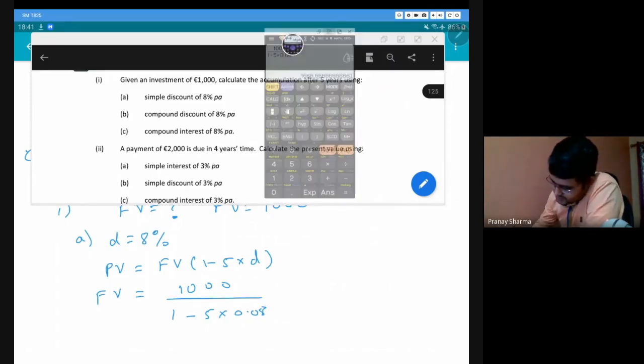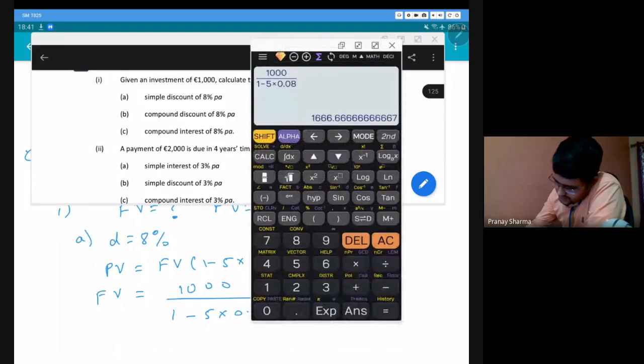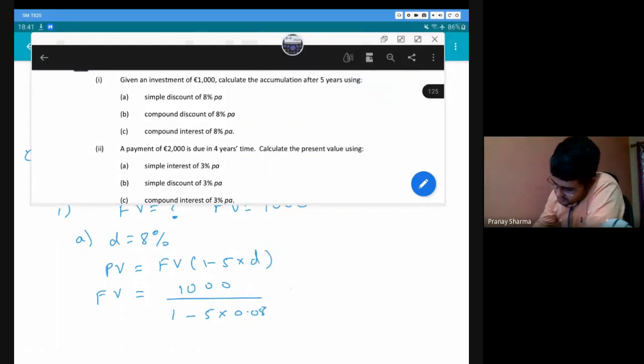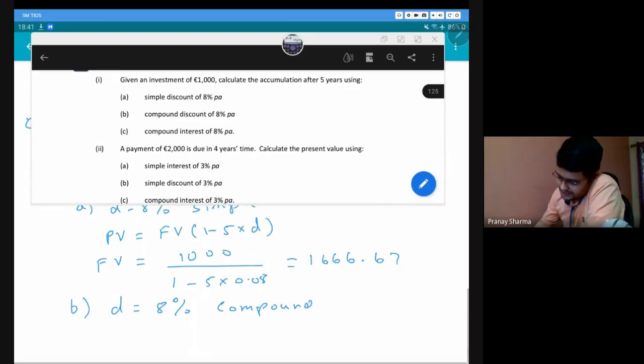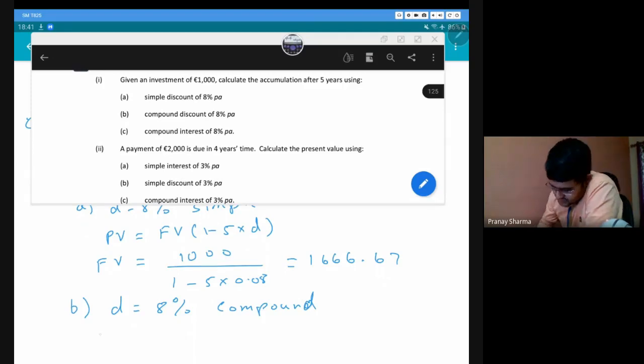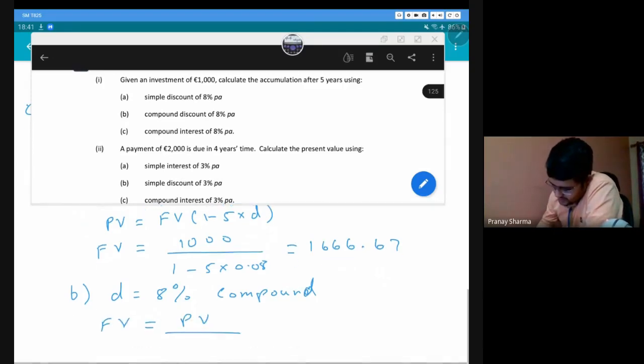So this was how much we had. Future value 1666.67. Then B, D is equal to 8%, but this is compound. Should write simple for our own understanding. So same thing, we'll have future value equal to present value divided by 1 minus D raised to N.